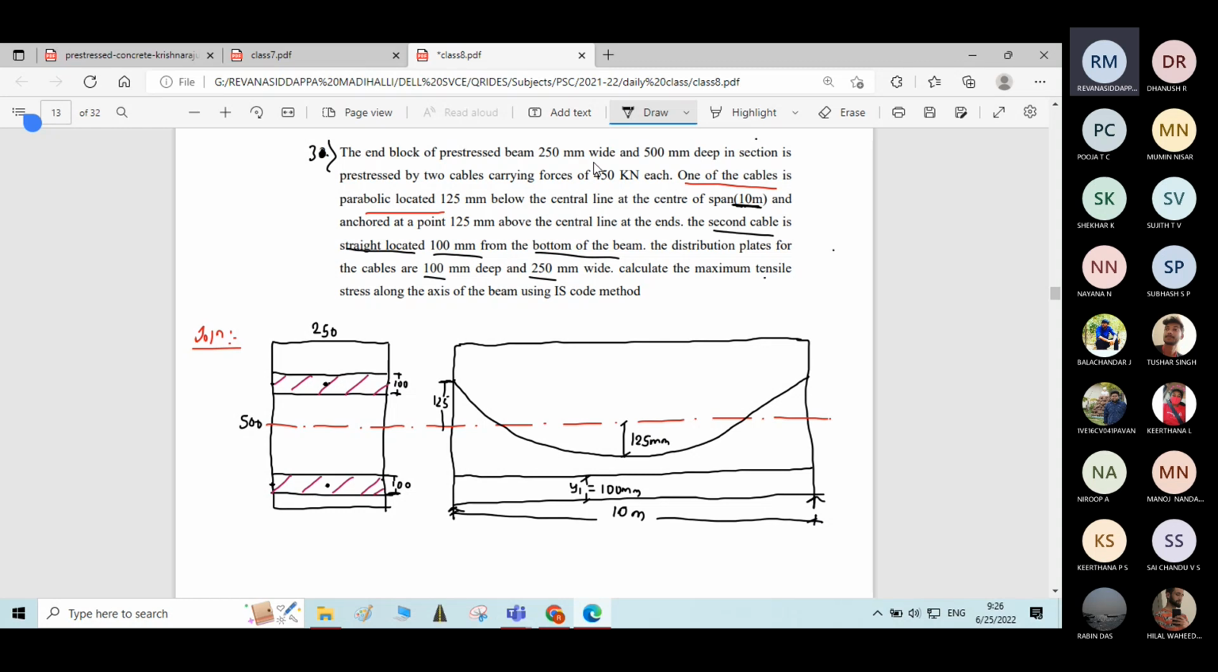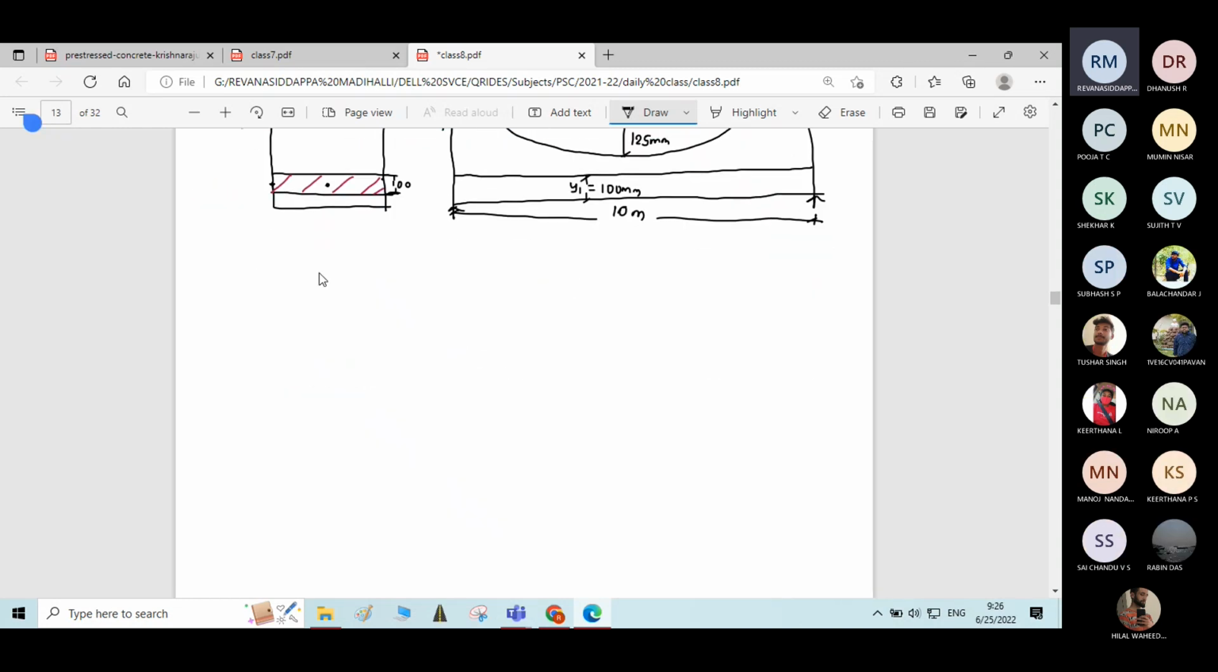Then the pre-stressing force is given. How much is it? 450 kilonewton. Let me take it here. Pre-stressing force P is equal to 450 kilonewton, which is equal to 450 into 10 power 3 Newton.